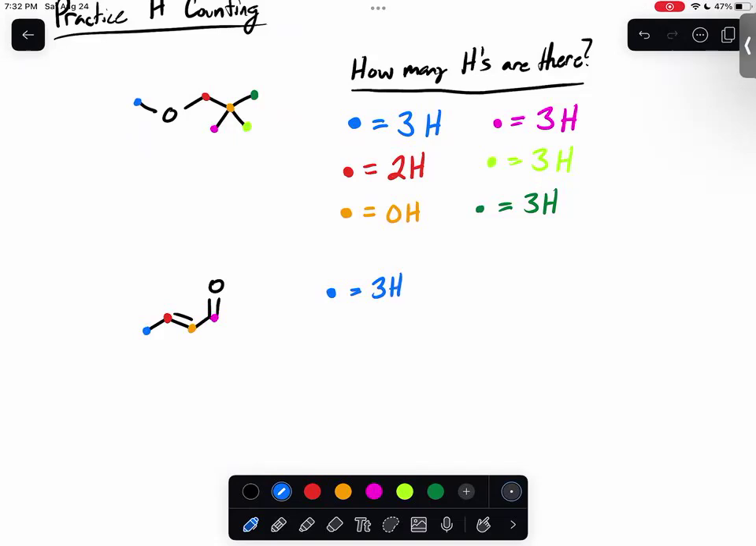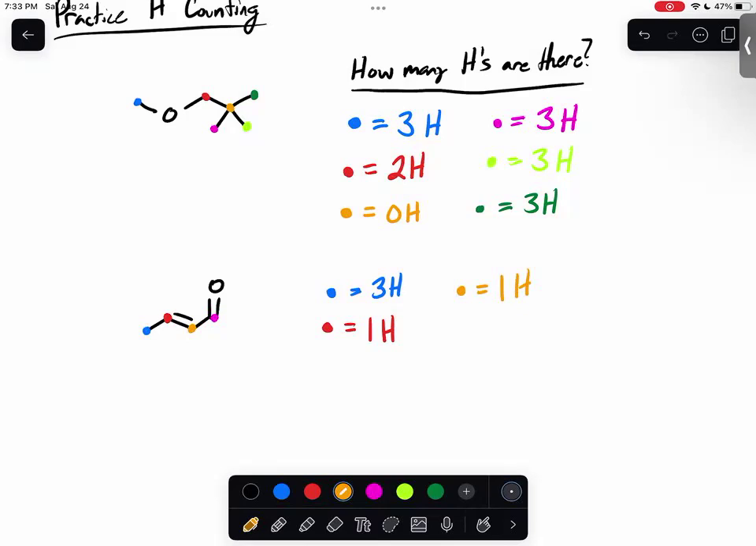Now the red carbon is a little different. This one has a double bond to the orange carbon, and that counts as two of our bonds. So there's two there, and then there's one to the blue carbon. That tells us that this red carbon has one hydrogen on it because it has three bonds right now. It needs one more. The same thing can be said about the orange carbon. The orange carbon has three bonds shown. It has two to the red, one to the pink. And so that tells us that there is one hydrogen on that carbon.